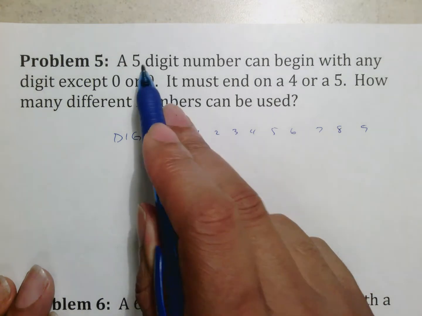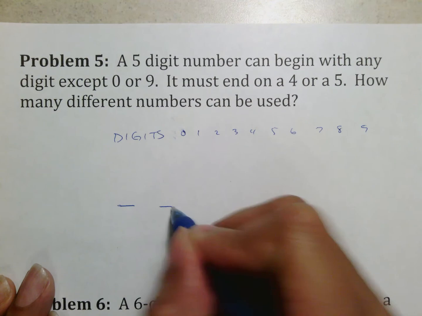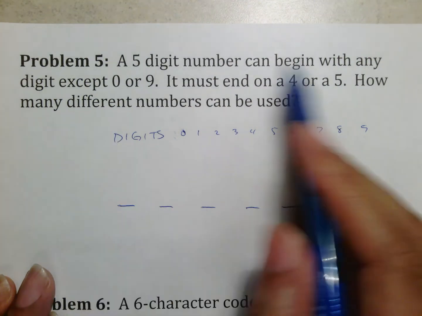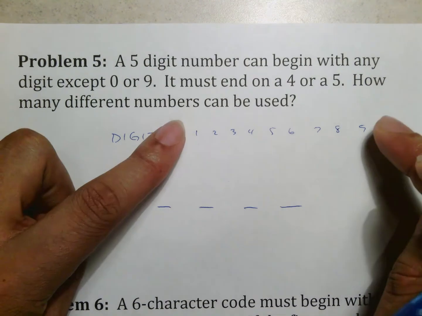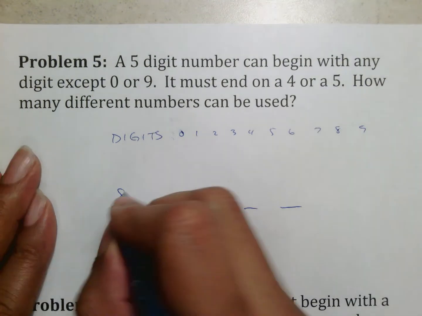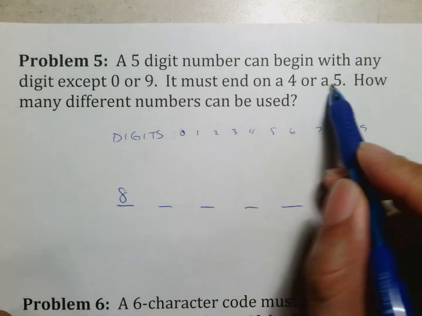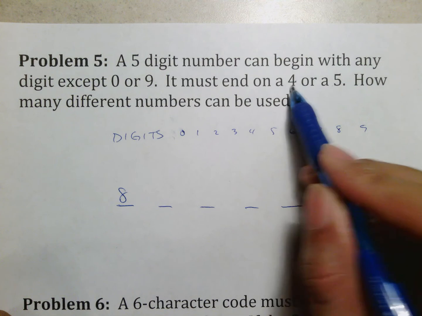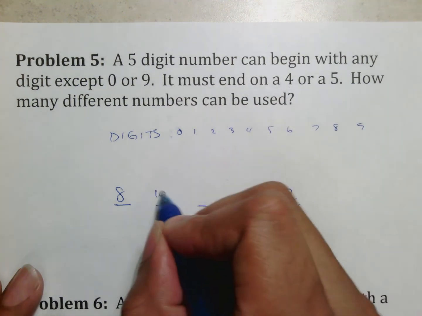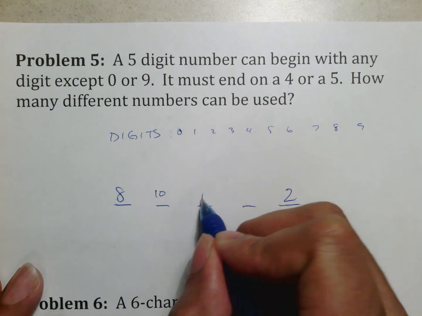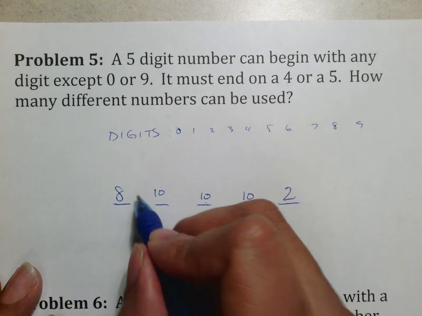We are making, again, nPr and nCr don't work here because we're making choices. It's a 5-digit number, so put down 5 blanks. It says the first digit can be anything but a 0 or a 9. Well, if there are 10 digits to choose from, and I take 2 of them out of that selection, that means I have 8 digits to choose from at first. It also says it has to end in a 4 or a 5. Well, that means I only have 2 choices for my last digit. But outside of that, this can be anything, which means I have 10 digits to choose from. This can be anything, so I have 10 to choose from. This can be anything, so I have 10 to choose from.